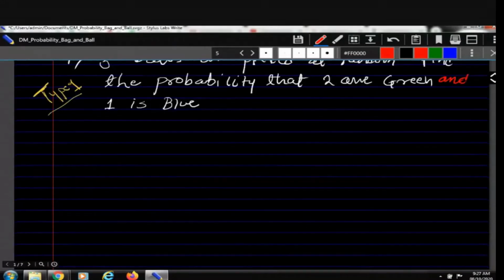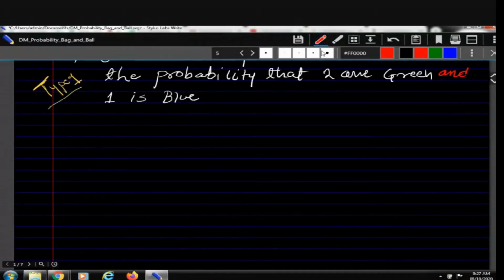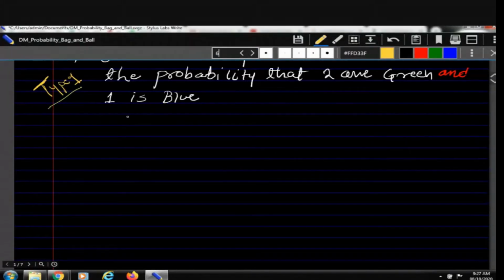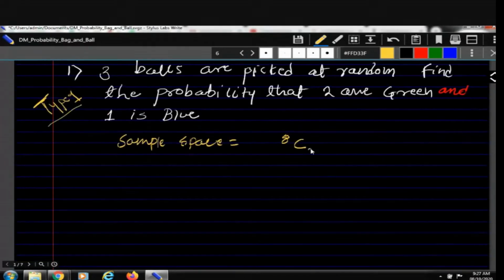So first we will find the sample space. That means what are the total possibilities of picking up the balls from the bag. Let me write sample space is equal to total balls are 8, so you have to find this as 8C. And how many balls does the user want to pick? He wants to pick three balls. So out of 8 balls, he has to pick any three balls. So total sample space, that means any colored balls that the user can pick, is called the total possibilities. So total possibilities are 8C3.